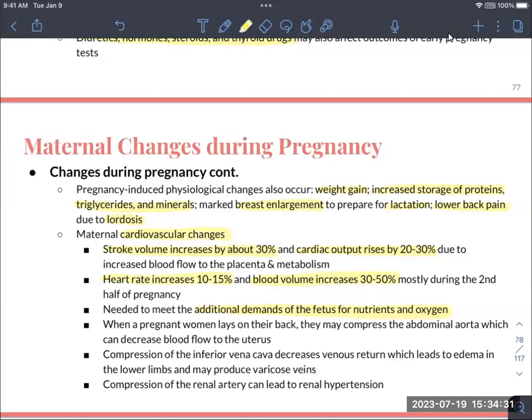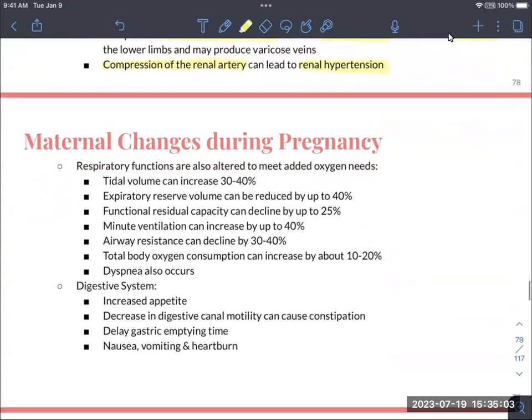So when a pregnant woman lays on their back, especially later in the pregnancy, it could possibly compress that abdominal aorta, and that decreases blood flow to the uterus. They can compress that inferior vena cava. That venous return goes down, causes edema. Compression of the renal arteries can lead to renal hypertension just by laying on their back, compressing all of the blood vessels and everything back there.